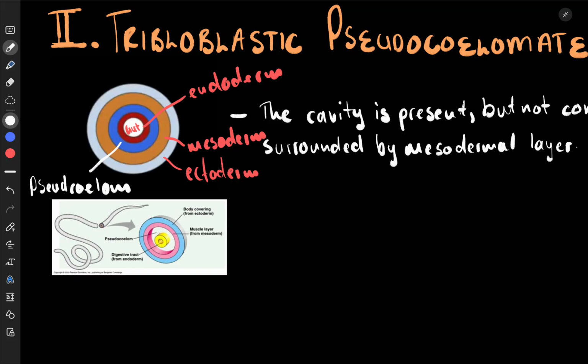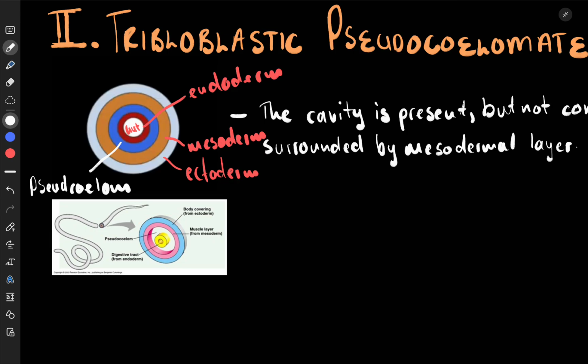That is our pseudocoelom. It is a cavity, it is space, but we have the mesoderm only on the outside. We don't have it on the inside as well. So that means it says gut, then endoderm, then some space, then mesoderm, then ectoderm. That is the pseudocoelomate. Okay?